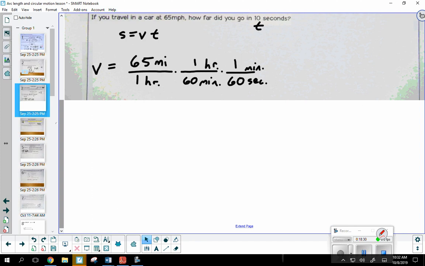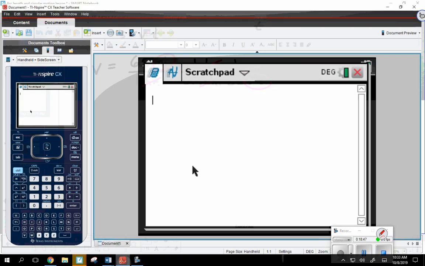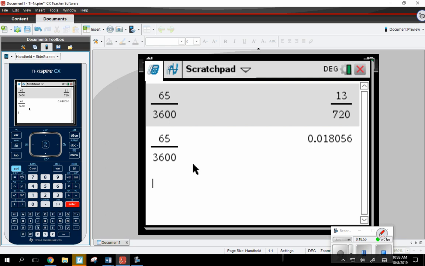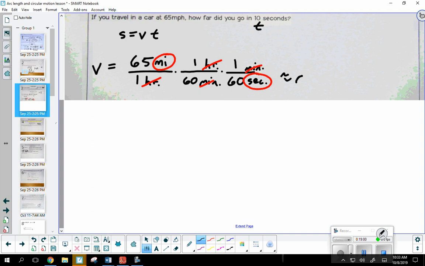So this is what we refer to as dimensional analysis. As I go through, my hours are going to cancel, the minutes are going to cancel, so whatever I calculate is going to be in miles per second. That's what we're wanting. So really all I have to do is take 65 and divide it by 3,600. Let me calculate that. So let's say 0.018. I'm going to round it to write it down. So about 0.018 miles per second.